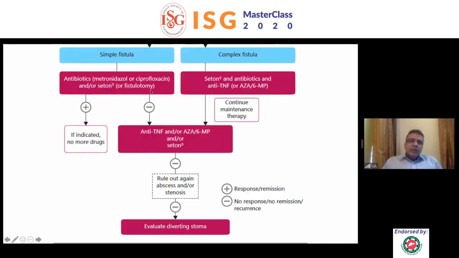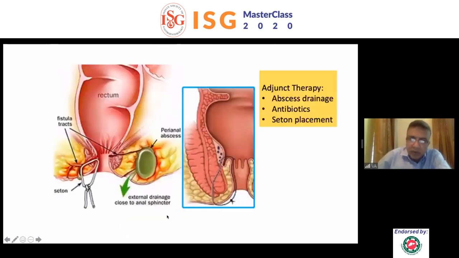So if it is a simple fistula, just antibiotics, seton thread, and fistulotomy should help. If it does not help, then you need to go for top-down therapy. Whereas in complex fistula, it is very important to know that these things are not going to help. You need adjunct measures like seton and antibiotics, take care of infection, and then go in for anti-TNF therapy, which is induction as well as maintenance. If the patient does not respond, then you may evaluate and go for a diverting stoma.